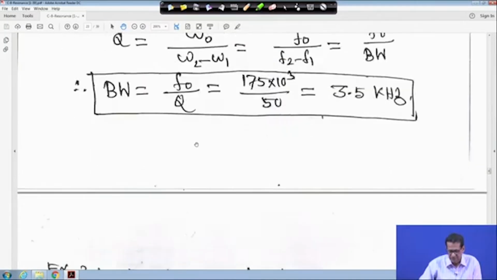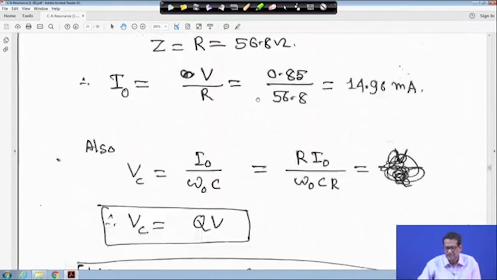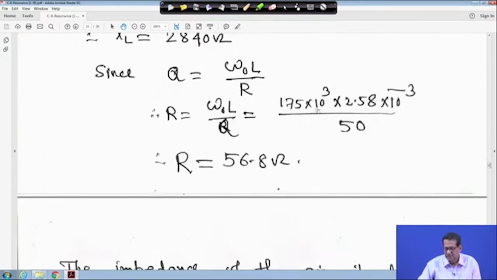So that is the bandwidth. Now example 2. This is a simple example. Only thing is, as I told you, it is actually omega 0, 2 pi into F0. I might have missed the 2 pi. Just check the answer, whether the 2 pi is taken care of or not. It is getting 56.8.